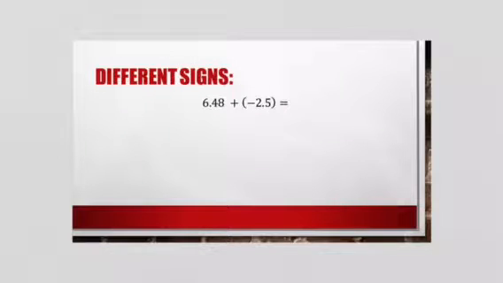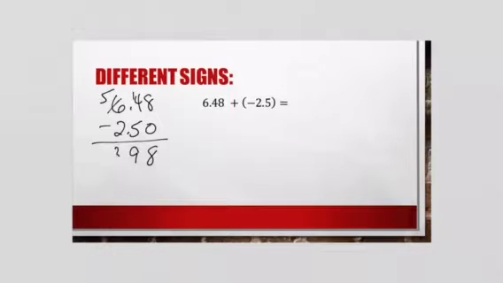Now, let's talk about some decimals. These two decimals, well, they're different. They have different signs, so we have to find the difference. Now it's pretty easy to see which one has the greater absolute value. You've got 6.48 and you've got 2.5. So I'm going to put the 6.48 on top, and I'm going to subtract the 2.5 from it. Going to have to do a little borrowing, and I get 3.98. Is it positive or negative? Well, it's going to be positive because there are more positives than there are negatives.